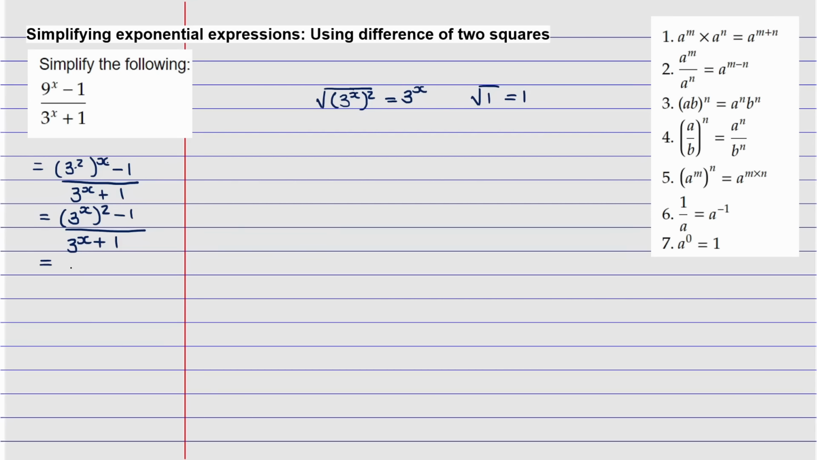So using difference of 2 squares, this is going to be the same as having 3 to the power x minus 1 and 3 to the power x plus 1, right? And this whole thing is going to be divided by what? By 3 to the power x plus 1. So we see the fact that 3 to the power x plus 1 is in the numerator and denominator, so it's going to cancel out. So your answer here is going to be 3 to the power x minus 1. So this will be your final answer for this question.